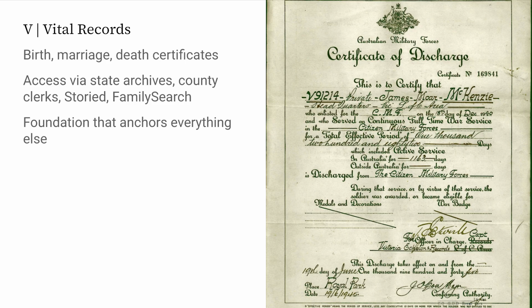V is for vital records. Birth, marriage, and death certificates are your foundation. Access them through state archives, county clerks, Family Search, and Storied. They provide legal proof, but also revealing details. Parents' names and birthplaces, causes of death, witnesses to marriages, occupations, exact addresses. Always cite your sources so others can verify your research. These documents anchor everything else and separate well-researched family history from family mythology. They're not as exciting, but they are essential, the framework supporting your entire narrative.